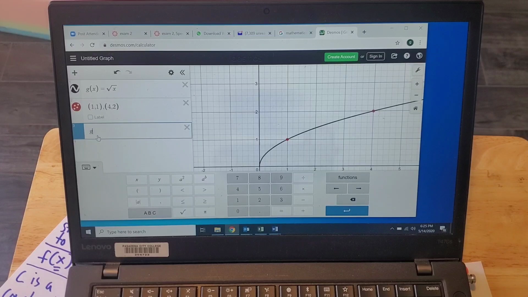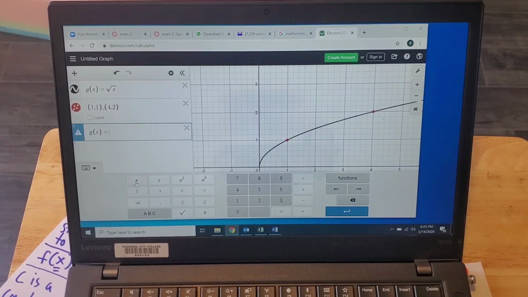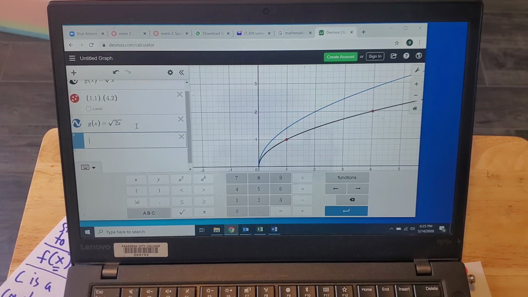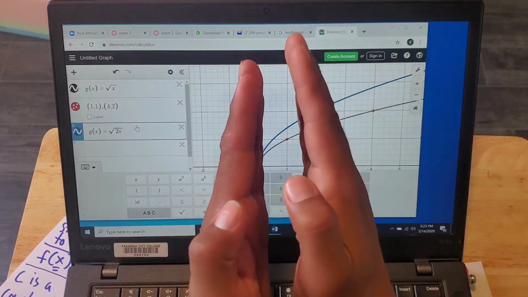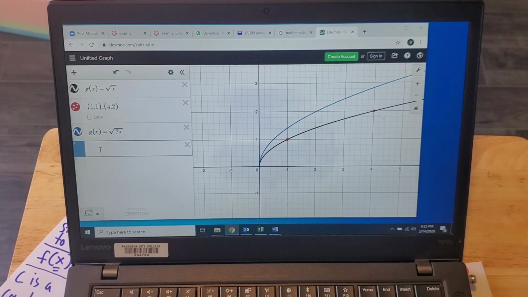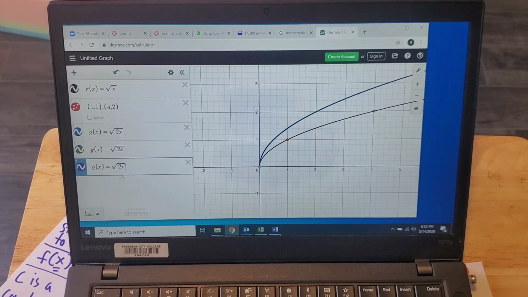So now I'm going to make another function, but now this is going to have the 2x. And then you're going to see how everything is being compressed. Being compressed downward. And as this number, like I said, as the number gets bigger, I'm going to put a couple.